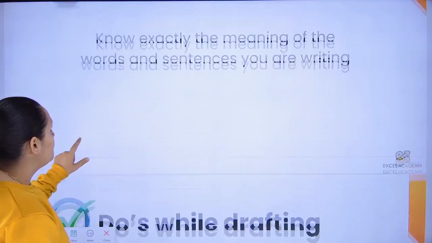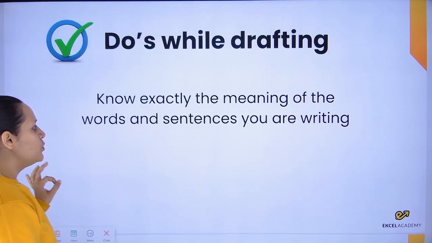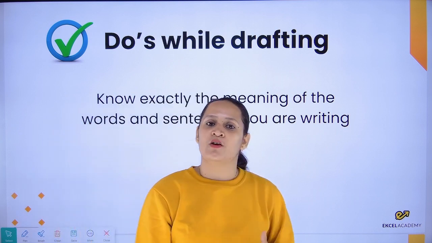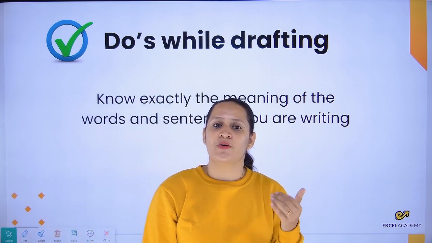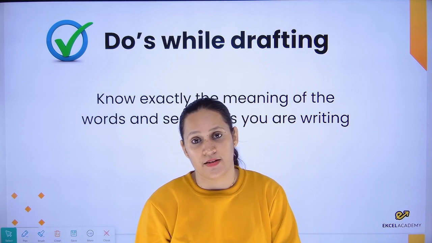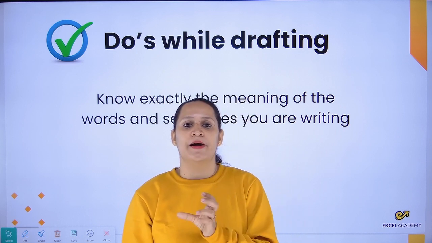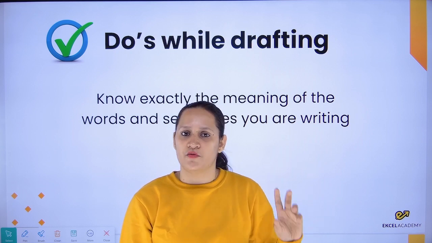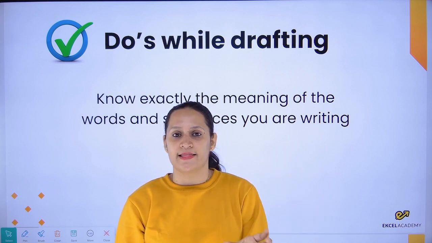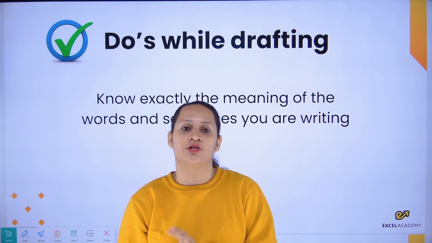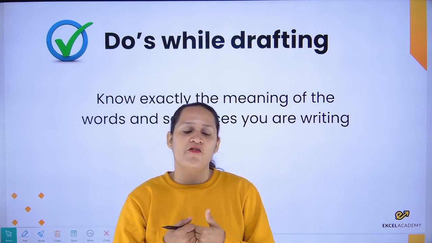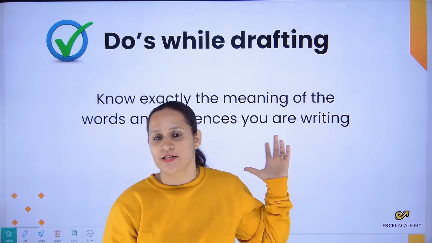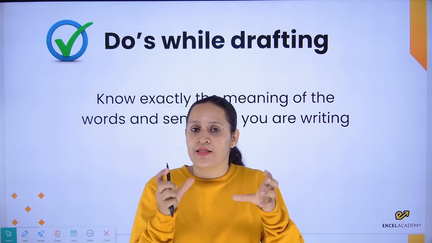Next one. Know exactly the meaning of the words and sentences that you are writing. If you yourself don't know the meaning of that particular word, how can you incorporate that word in a particular sentence? If you have a confusion with respect to the meaning of a particular word, don't include that word, or get clarity, refer to the dictionary. After you have got the clarity, then use it in your document. Until the draft person knows the meaning of a particular word, he should not use it in his document. He might think that this is the meaning of it.